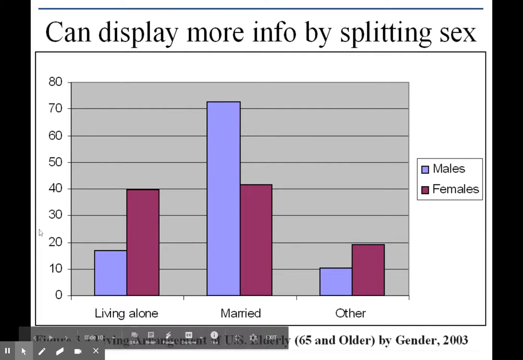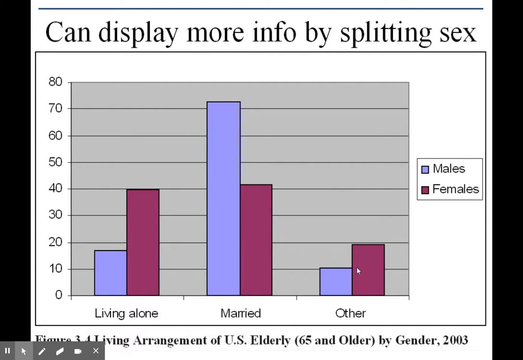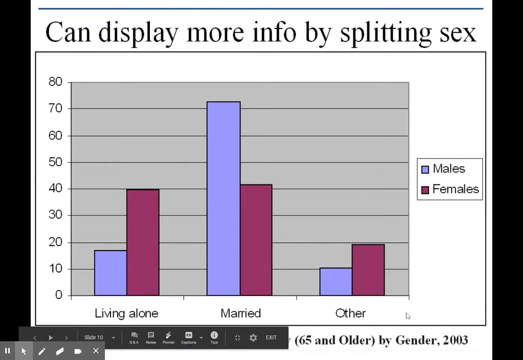gender, right? Or we could split it into race, or we could split it into some other thing. Proletariat or bourgeoisie. Like what social class are you, according to Marx? And when we split it into two, this gives us more information without really cluttering things up. So it allows us to not only compare the number of people living alone to the number of people married to the number of people who are somewhere in a different category, but it also allows us to look at the difference in gender.